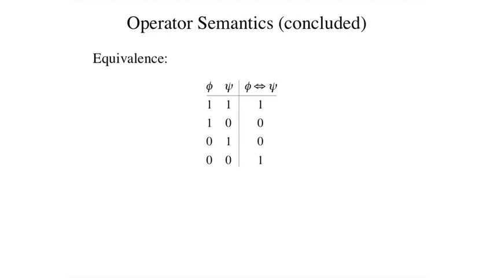Finally, we get to equivalence, and this is an easy case. An equivalence is defined to be true if and only if the truth values of its constituents agree. In other words, they are either both true or both false.